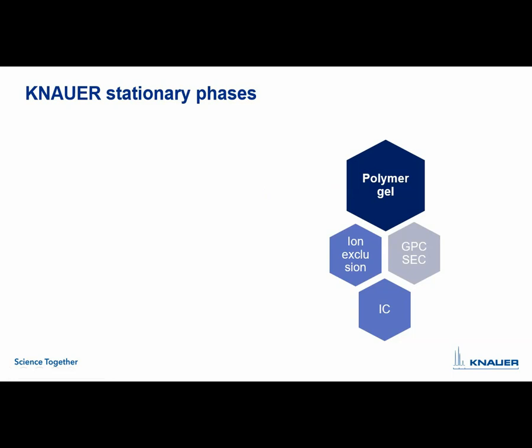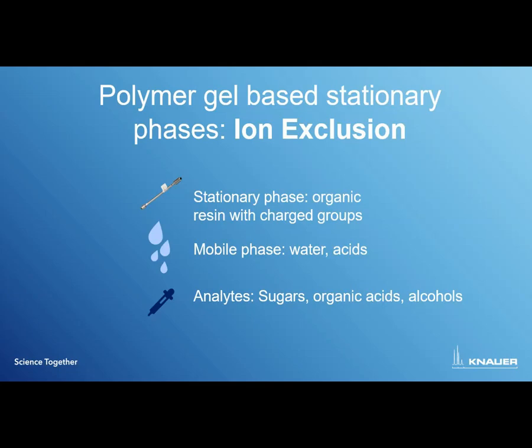Typically, these columns can be divided into ion exclusion columns, GPC and SEC columns, and ion chromatography columns. But in the KNAUER world, nearly all polymer gel-based stationary phases that are sold belong in the group of these ion exclusion columns. And what they are for, how they can be used, and how they are built up, this is what we want to talk about here in this presentation. So first, let's have a look, what is this ion exclusion mode?